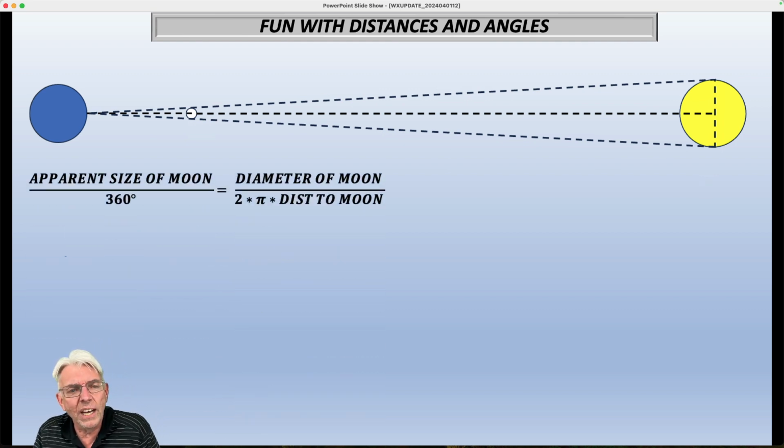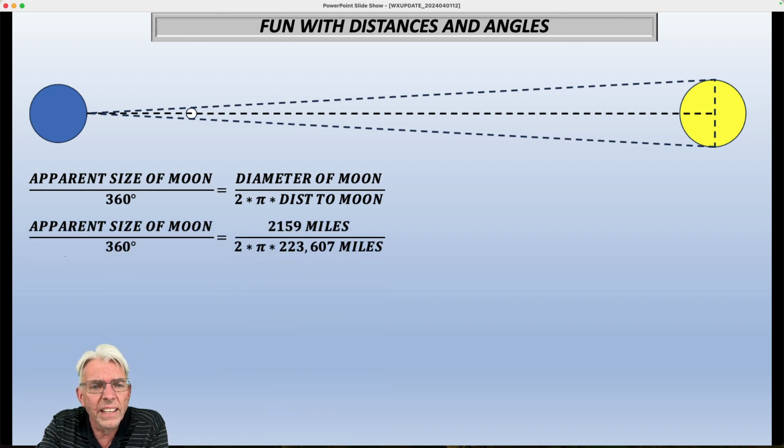So the apparent size of the moon compared to 360 degrees is equal to the ratio of the diameter of the moon to the circumference of the circle that goes all the way around the Earth, and the radius of that circle is the distance to the moon. So when you fill in the numbers, the diameter of the moon is 2,159 miles. The circumference of that circle that goes all the way around the Earth is 2 times pi times 223,607 miles.